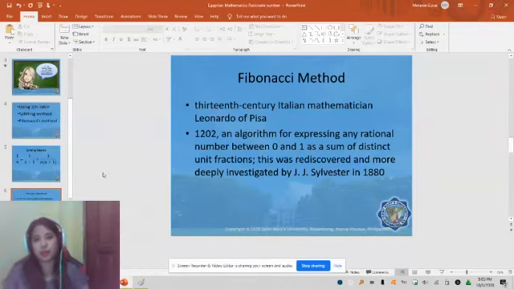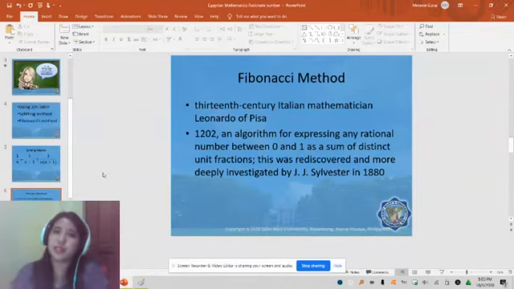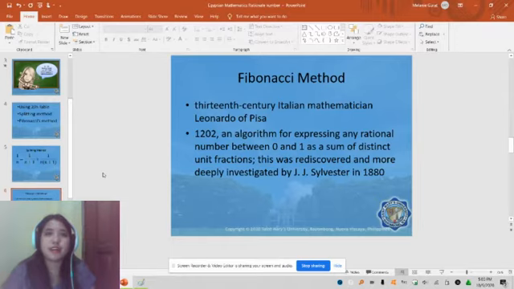Hello. Let us continue our discussion about writing rational numbers. As mentioned in the first video, we have actually three methods. The first one is using the 2 all over n table of the Rhind papyrus. The second one is the splitting method. And now we are going to discuss the third method, which is called the Fibonacci method.